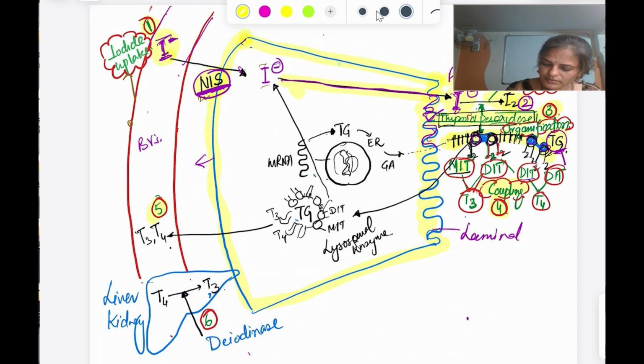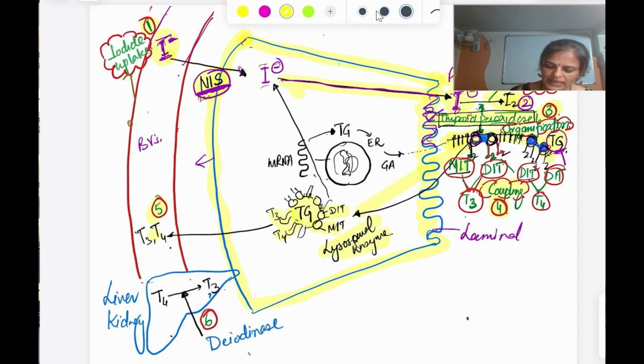This whole thing, thyroglobulin, along with it are the amino acids, the DIT, MIT, T3, T4. So you can see here all these thyroglobulin, T3, T4, MIT, DIT, they enter within the cell by endocytosis. And with the help of this lysosomal enzyme, which causes a breakdown of this, there is a release of T3 and T4. This is step number 5.